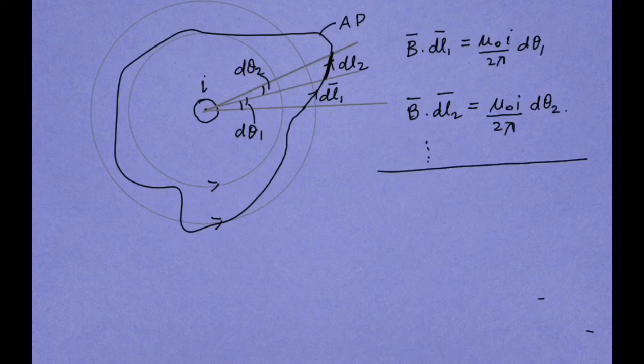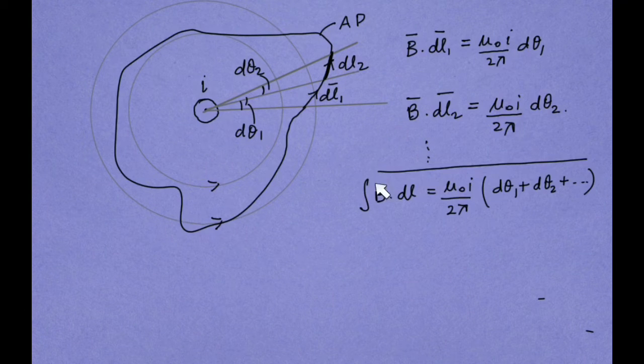So if we go on finding B dot dl for various elements, and if we add all these, that is the integration of B dot dl, it will be equal to mu naught I over 2 pi, which we can take as common, times d theta 1 plus d theta 2 plus and so on. All these d theta when added will surround the current and become 2 pi, and then the 2 pi will get cancelled, and it will be equal to mu naught I. So we can see that the integration of B dot dl is mu naught into I, where I is the current going through this path, and it is an inside current.